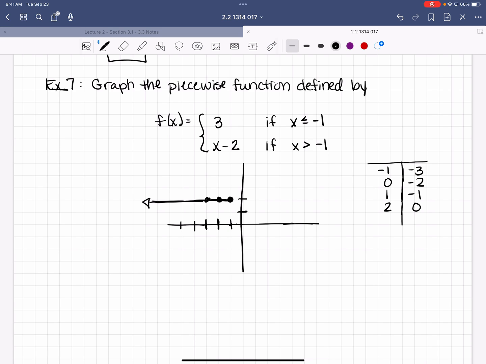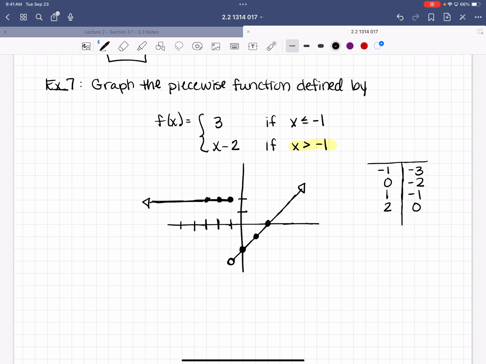So I'm going to plot those now. Like I said, be careful. This says x is greater than negative 1. So when x is negative 1, in that function, I would get negative 3, but I'm going to use an open circle because it's not equal to. 0 is negative 2. 1 is negative 1. And 2 is 0. That's enough. It's linear.